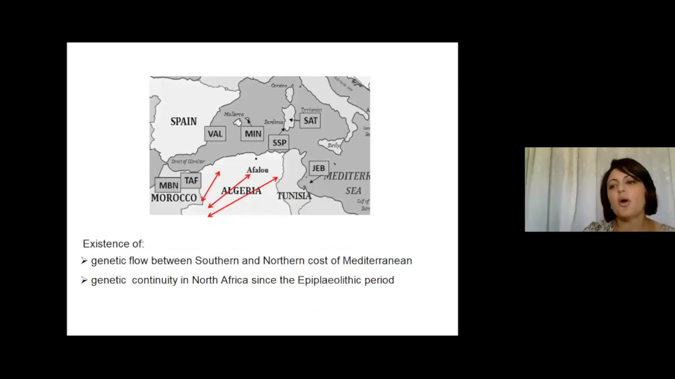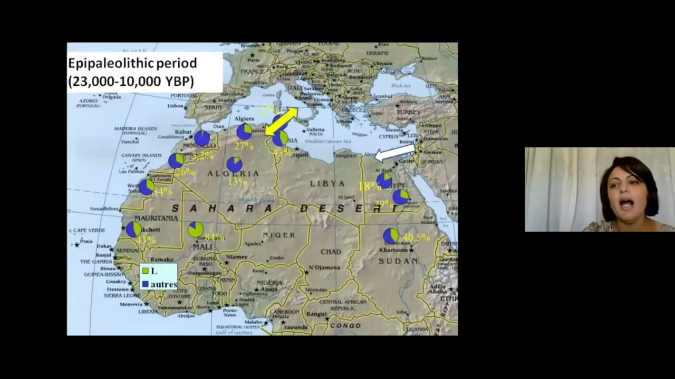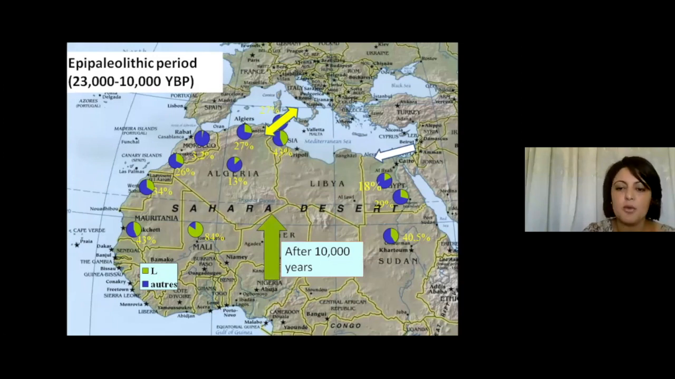So we can conclude here from this analysis of prehistoric population of Taforalt and Afalou that there is a genetic flow between southern and northern coast of Mediterranean, and there is genetic continuity in North Africa since the Epipaleolithic period. Our results can help to specify the chronology of migration and the settlement of North Africa, mainly the Sub-Saharan African lineage, which appeared in North Africa after 10,000 years before present.